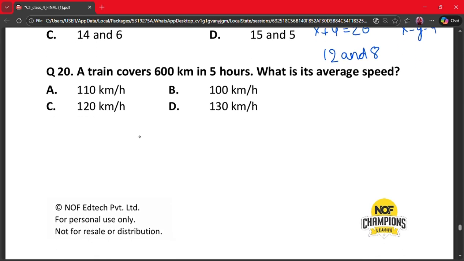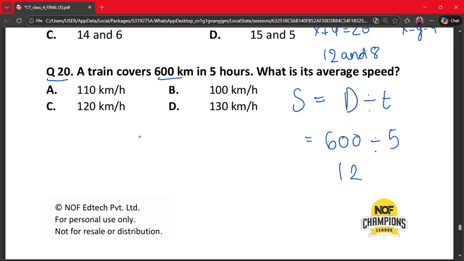The next question is question number 20. A train covers 600 km in 5 hours. What is its average speed? A. 110 km per hour, B. 100 km per hour, C. 120 km per hour, and D. 130 km per hour. So speed is equal to distance divided by time. So speed is equal to 600, that is the distance, divided by time, that is 5 hours. So 600 divided by 5 is 120 kilometers per hour. So our correct answer is option C.